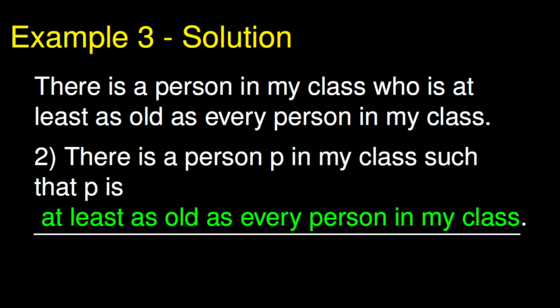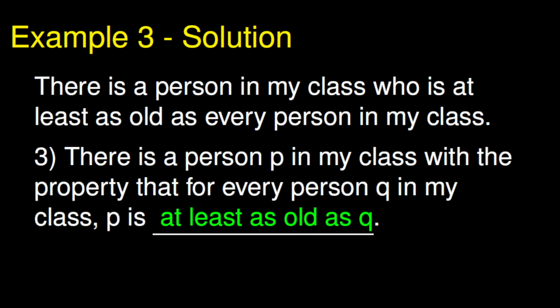In question 2, we start the sentence with, there is a person P in my class such that P is. Therefore we should fill the blank with, at least as old as every person in my class. The complete sentence is, there is a person P in my class such that P is at least as old as every person in my class.